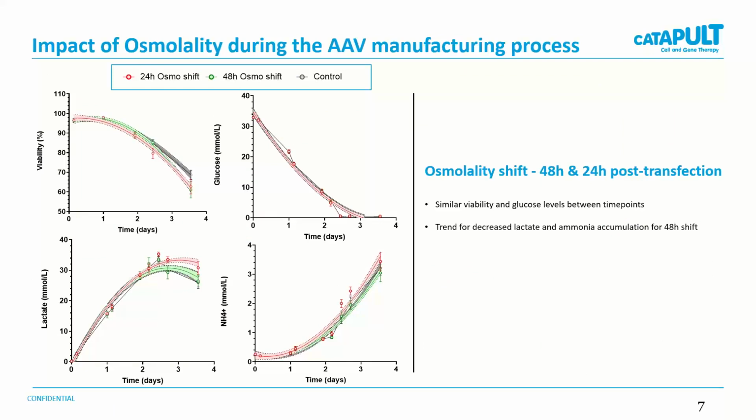But having a look at the difference between shifting osmolarity at 24 hours post-transfection, at 48 hours post-transfection, and no shift, we can see a trend for a decrease in lactate and ammonia accumulation when we do the shift later in the process, so at 48 hours post-transfection.